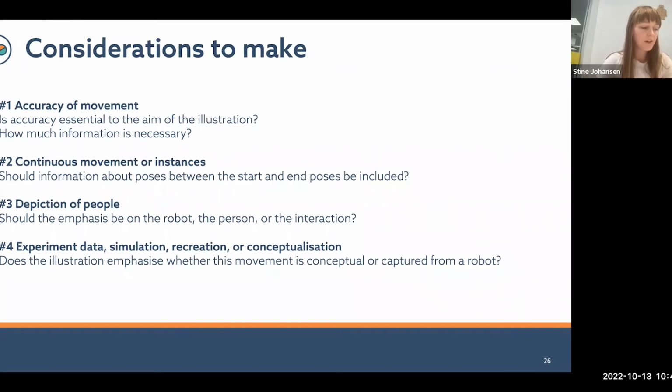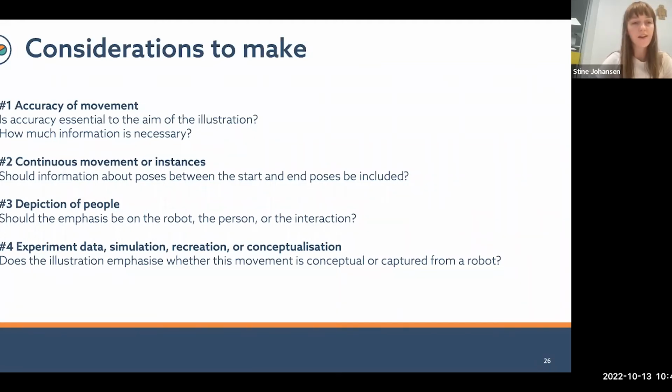So not every paper should, of course, include movement that's related to people in some way. That's only if that's actually the case for the study or the design. But if it's the case, we definitely see an opportunity for us to consider more systematically how we could depict people in relation to robotic movement.